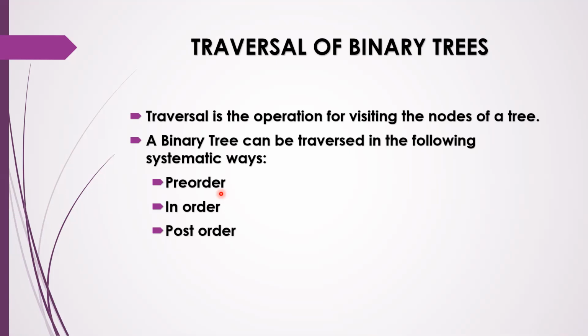So these are the traversal ways where you can visit the nodes of the tree, so that exactly once you can see all the nodes, but in different order. For pre-order, it's root, left, and right. In order, it's left, root, and right.